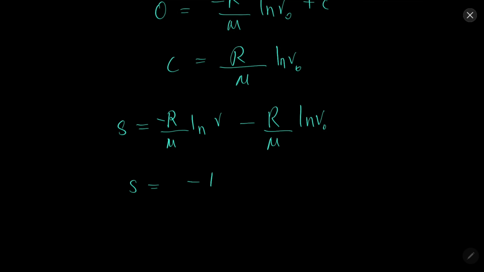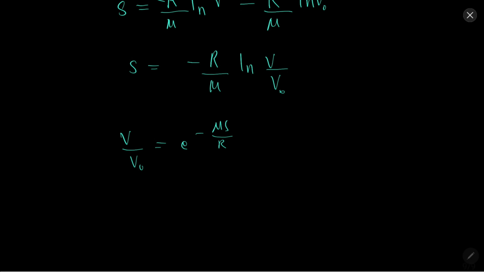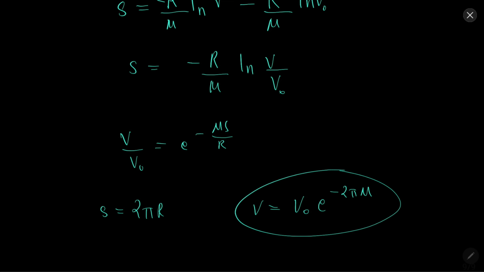So using the logarithmic principle, we can write it like this. Ultimately v over v naught equals e to the power minus mu s over r. So one rotation is 2 pi r, so v equals v naught e to the power minus 2 pi mu.